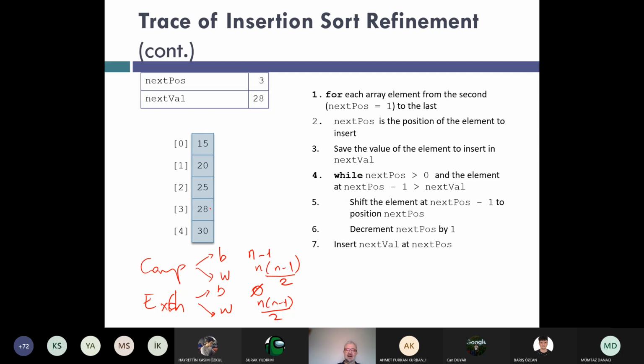Okay, so as you see, the number of comparisons in the best case is theta n. In the worst case, theta n squared. Number of exchanges in the best case is theta 1, and in the worst case, it's theta n squared. And the running time of the algorithm is theta n squared. So it is a quadratic time algorithm.